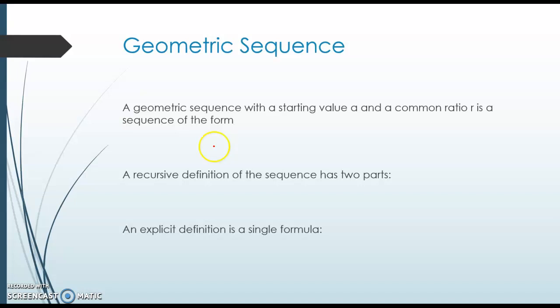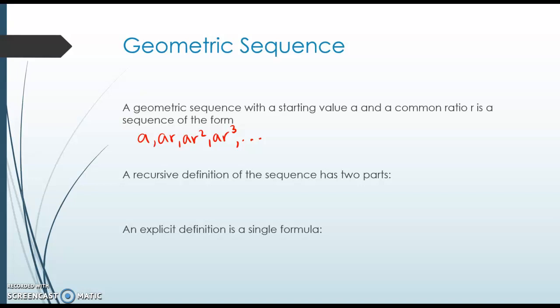So a geometric sequence with a starting value A and a common ratio R is a sequence of the form A, comma, A times R, comma, A times R squared, comma, A times R cubed, comma, dot, dot, dot. The pattern continues. So notice how our A and R stay the same, but our exponent changes. And so that's where this becomes an exponential function.